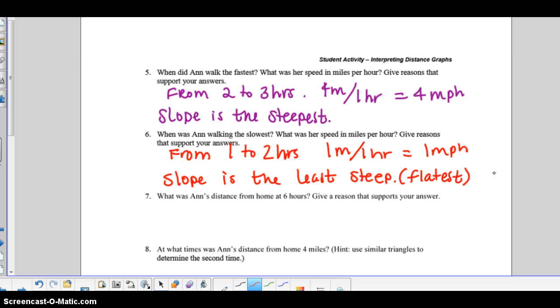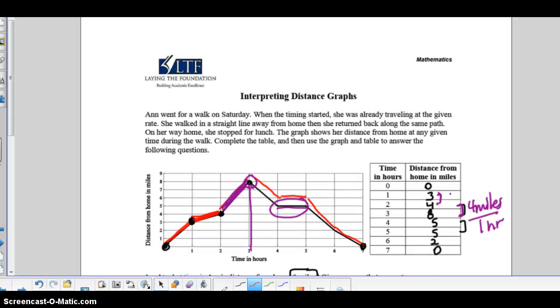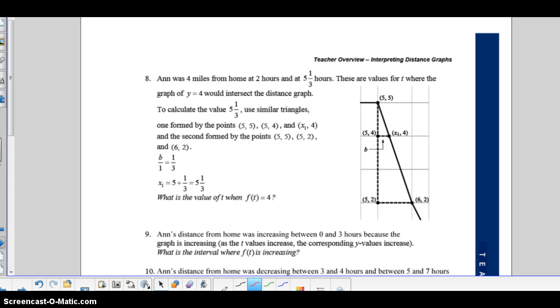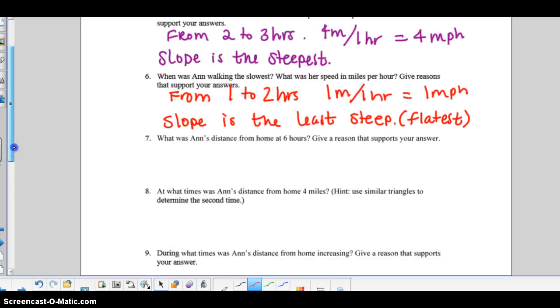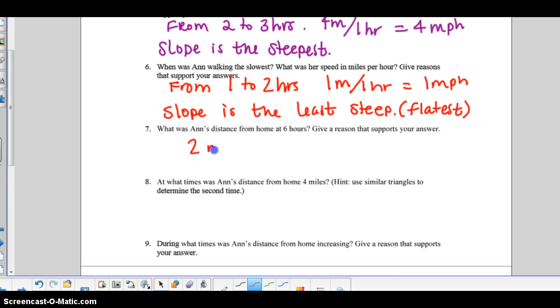Number 7 says, what was Anne's distance from home at 6 hours? Give a reason to support. Well, we know that at 6 hours she was 2 miles away. And we'll just use the graph as our reason.